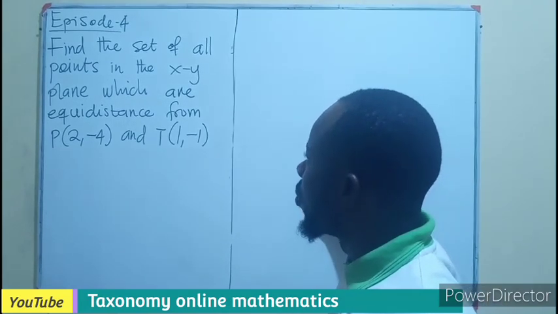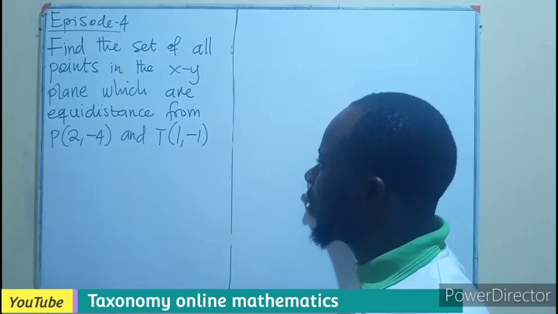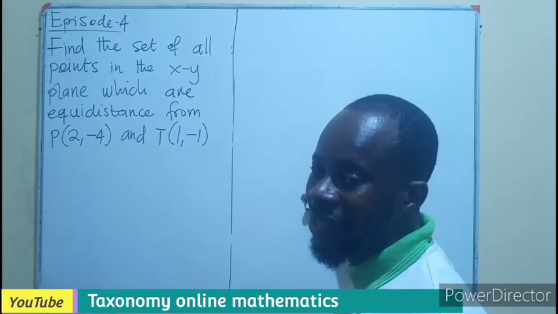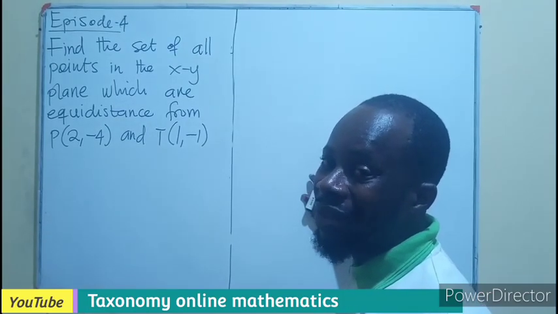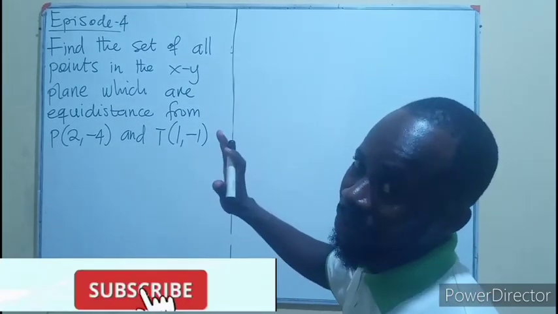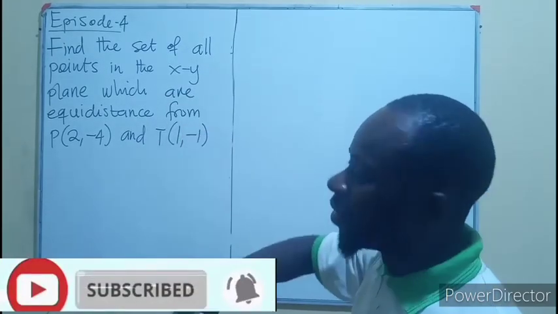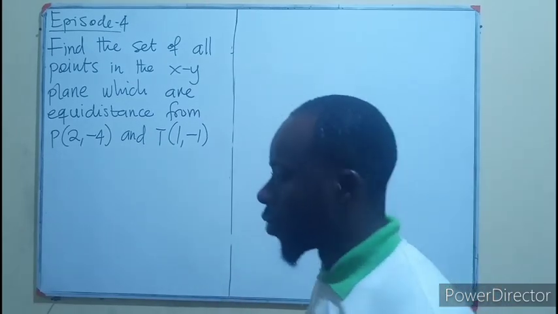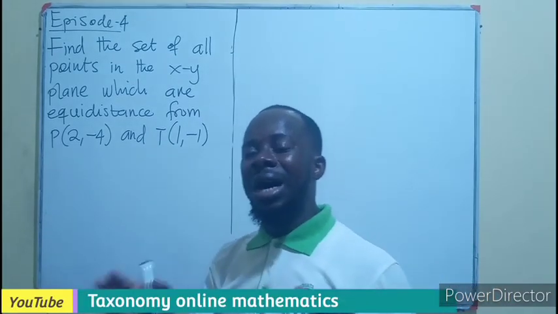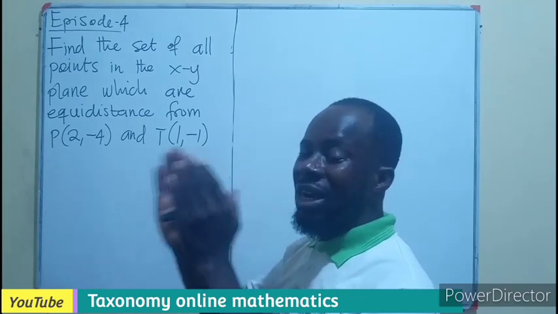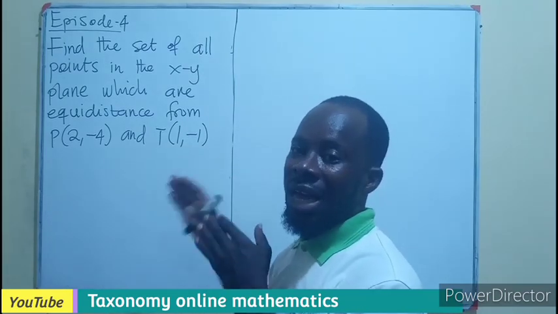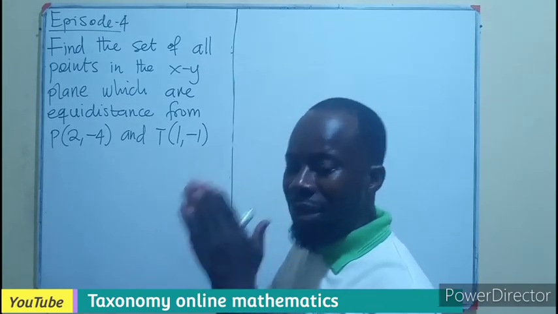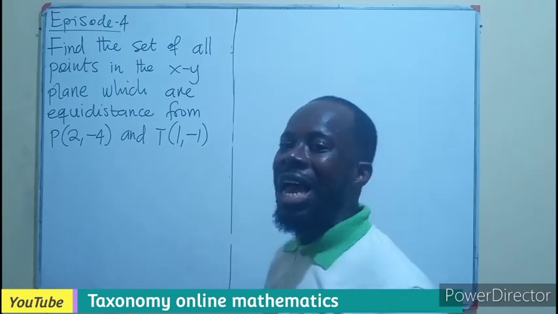Find the set of all points in the xy plane which are equidistant from the point P and the point T. We know when I talk of equidistance, we are referring to the middle point, more or less like the midpoint between the point P and what? T. So what we need is that the magnitude from the beginning point, P, to the midpoint is equal to the magnitude from the midpoint to the end point.